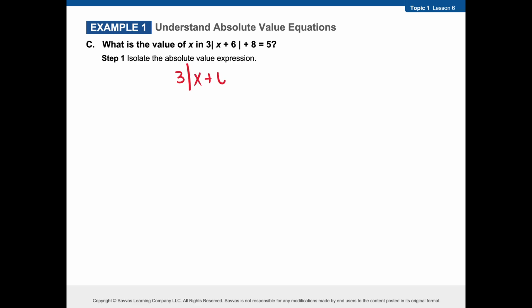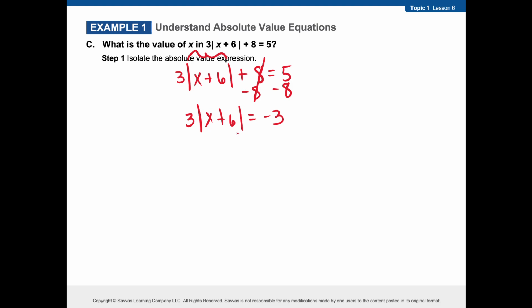All right, before you can start making your 2 equations, you need to get the bars by themselves, isolated, before you can make your 2 equations. So here I have to first get rid of that 8 by subtracting 8 from both sides. Please be careful. 5 minus 8 is a negative 3. This is not distributive property.